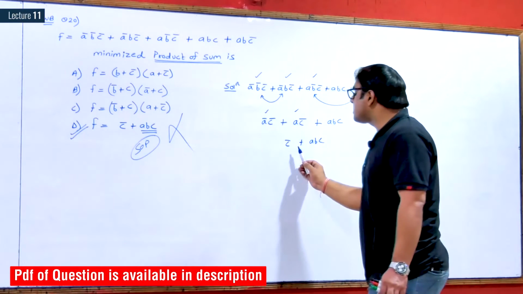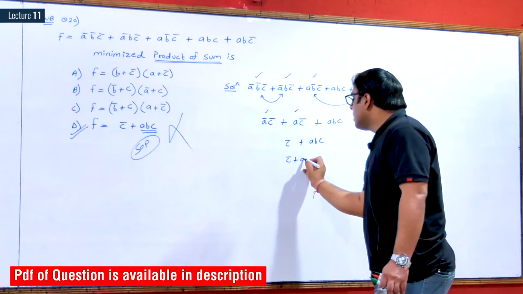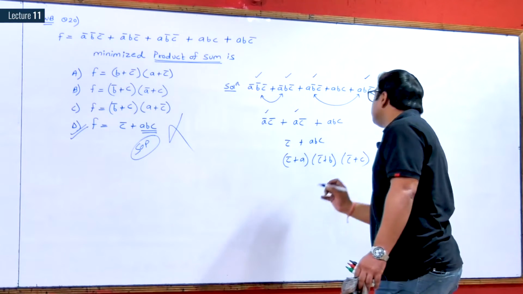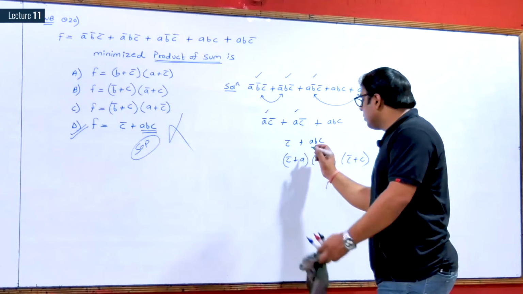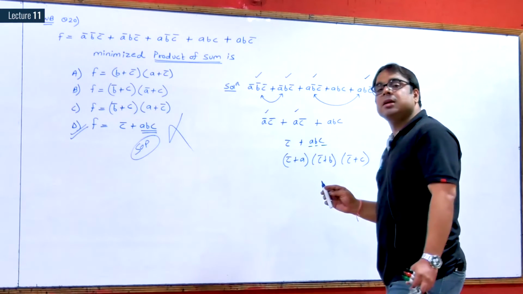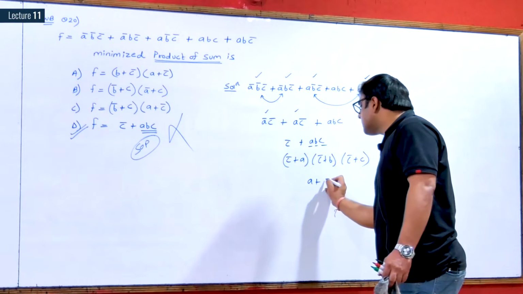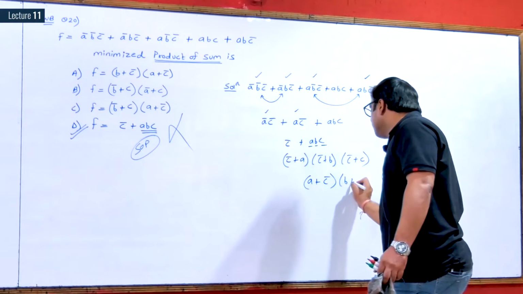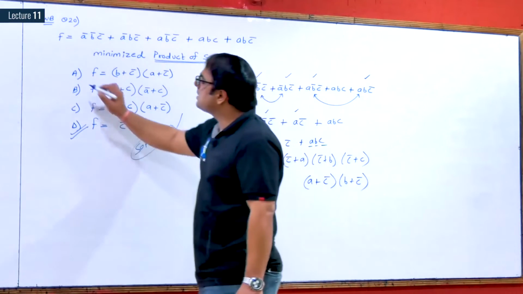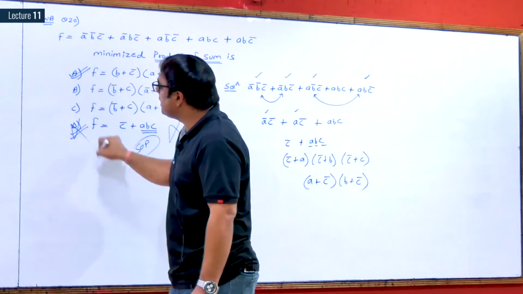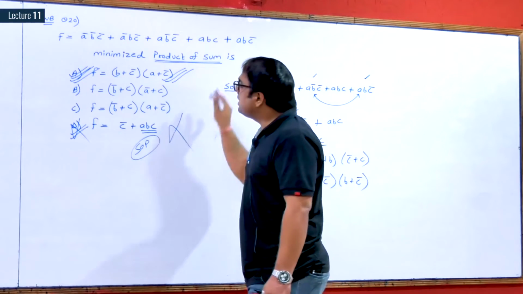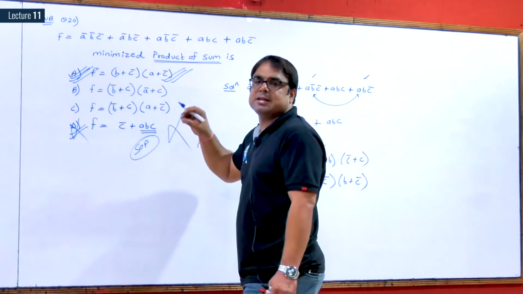So now after this step, you can use your distributive law: c complement plus a, c complement plus b, c complement plus c. You just have to distribute a, b and c. So obviously c complement plus c will give you 1. So the answer is a plus c complement, b plus c complement. So now let us see, yes, it is given in option A. So option D is not correct, option A is the correct answer. These types of things you have to take care of in your GATE exam.